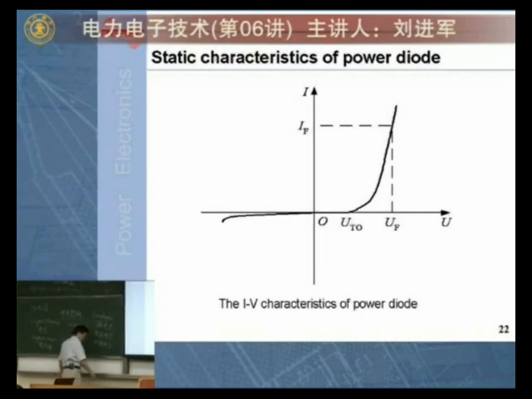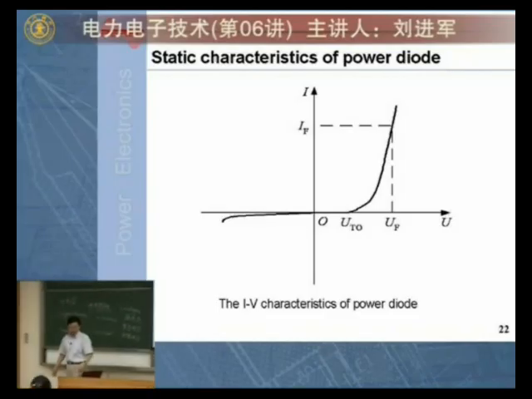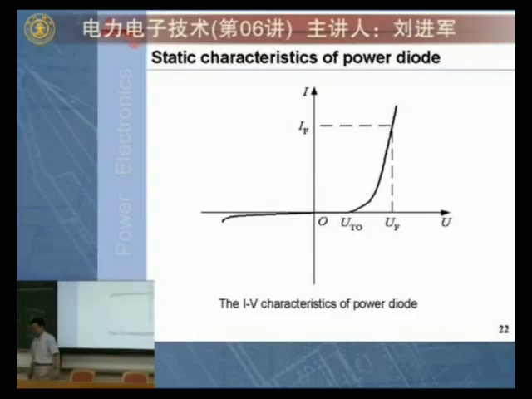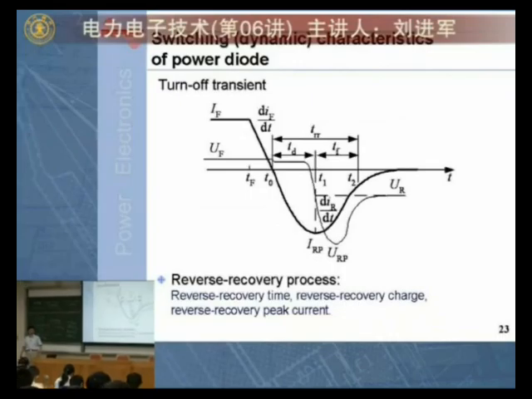Very small leakage current, until this reverse voltage reaches a certain limit, your breakdown voltage. Then the diode will break down. That's very similar. This is the IV characteristics of a power diode, similar to an information electronic diode.